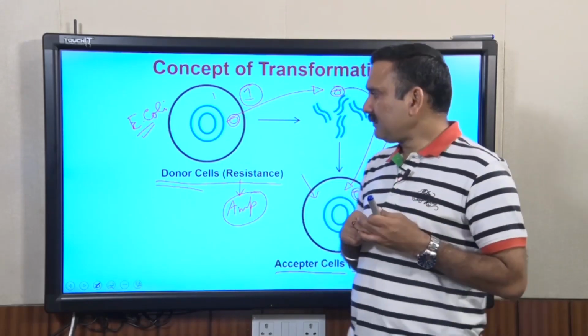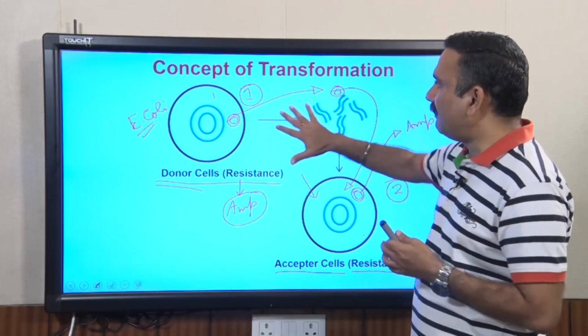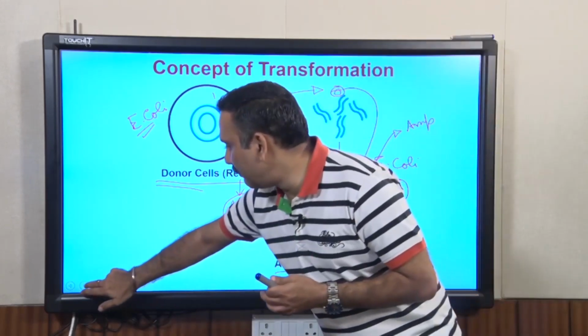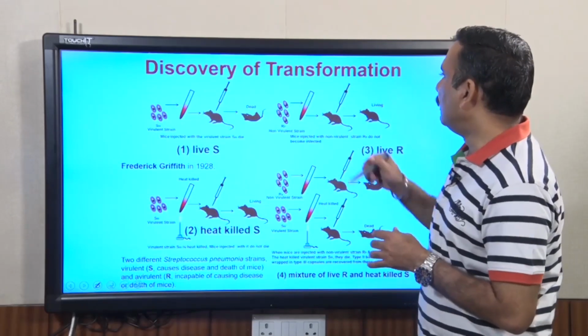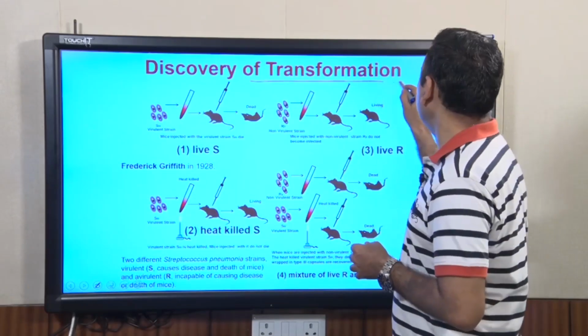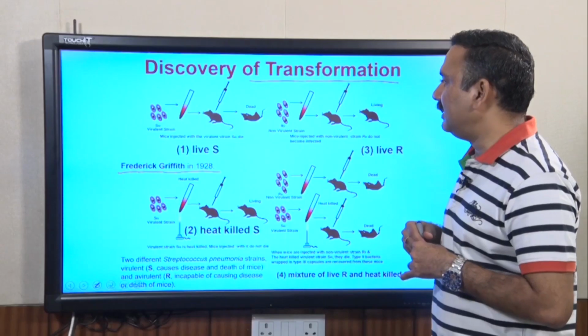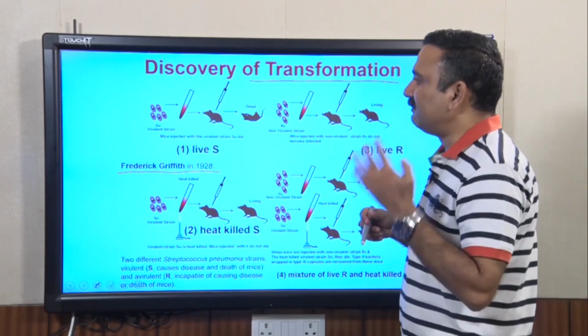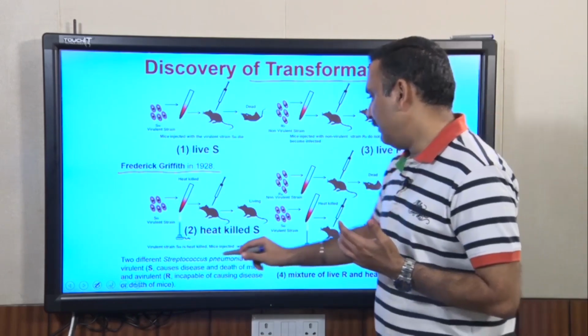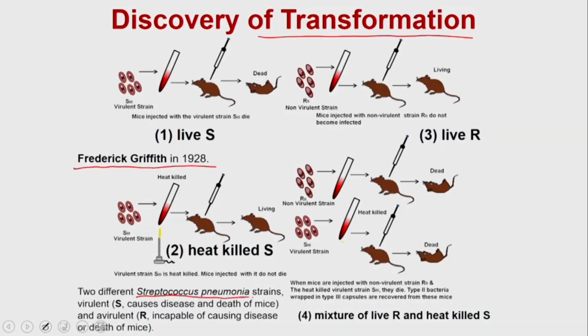Okay. How this was discovered is that there is a history about this. This process of a bacteria receiving genetic material from another bacteria is called transformation, and the process of transformation was discovered by the scientist Frederick Griffith in 1928. What Frederick Griffith did was he took 4 different strains of the bacteria called Streptococcus pneumoniae.